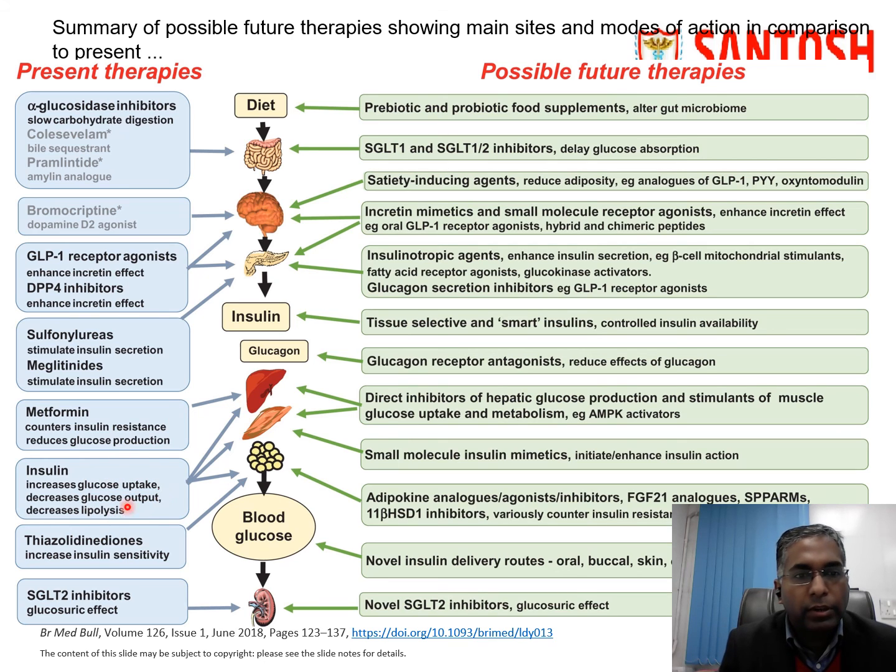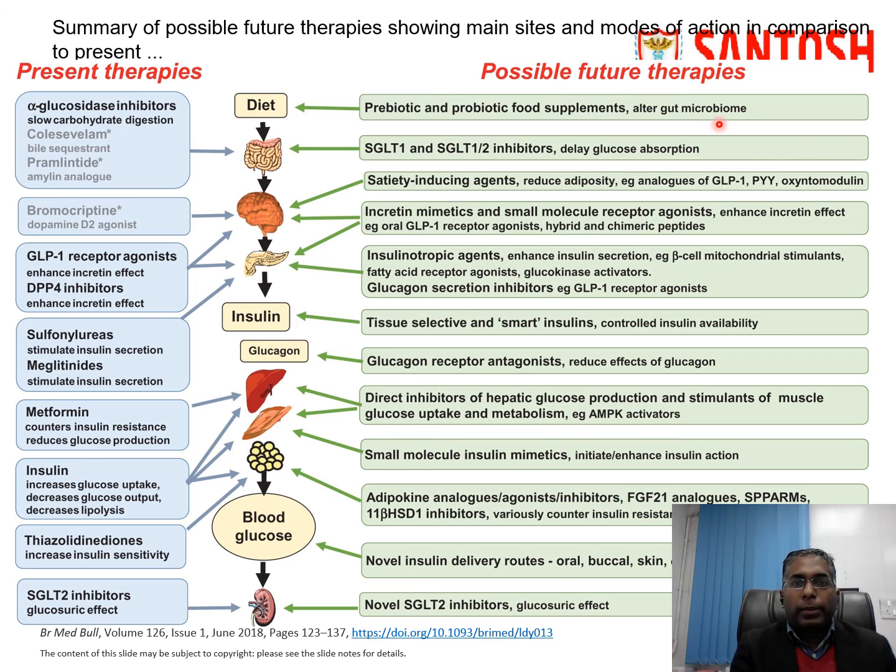metformin counters insulin resistance and reduces glucose production by the liver. Insulin has multiple effects, like increasing glucose uptake, decreasing glucose output, and decreasing lipolysis, ultimately decreasing blood glucose. Thiazolidinediones cause increased insulin sensitivity in a nutshell, and SGLT2 inhibitors are the newer drugs which cause a glucosuric effect through the kidney. So these are the present therapies for the management of type 2 diabetes mellitus.